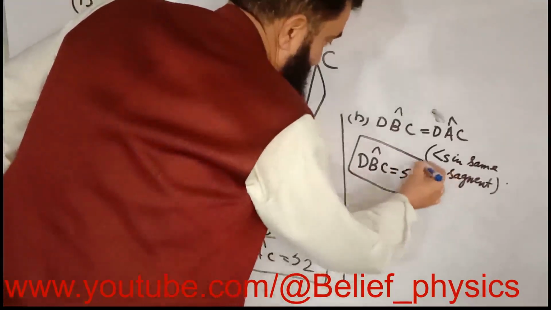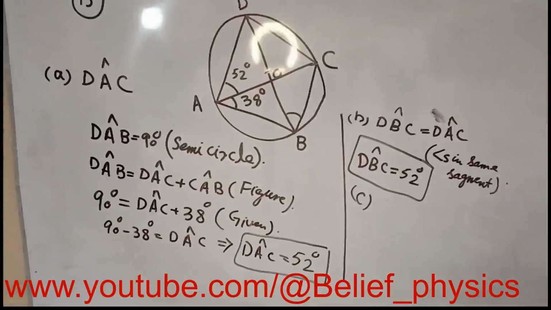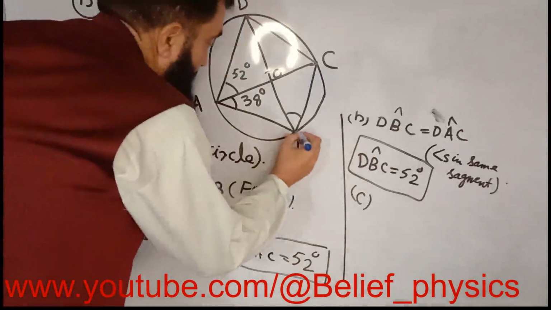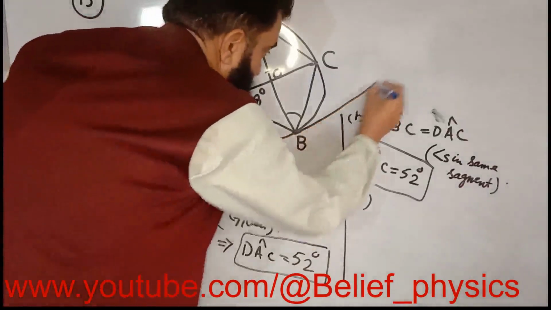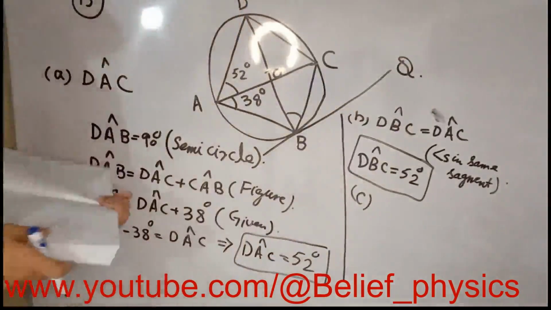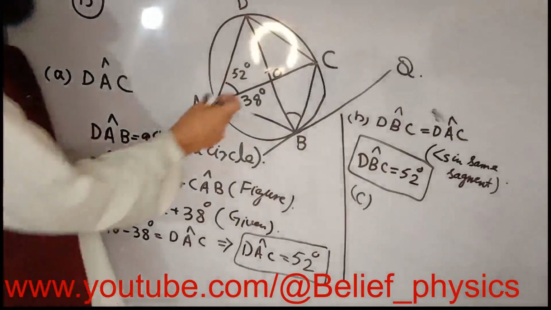That's it. For the C part, we have to find CBQ. Where is P? Sorry, I didn't draw it earlier. It is given that there is a tangent here, the tangent at B, and this is Q. We have to find CBQ. CBQ is this angle.